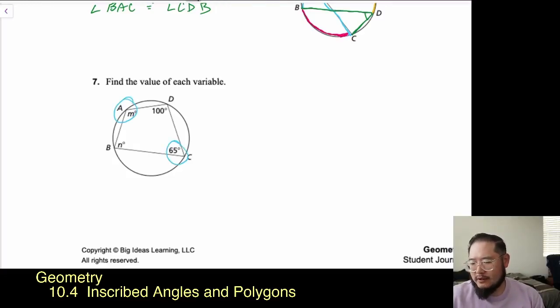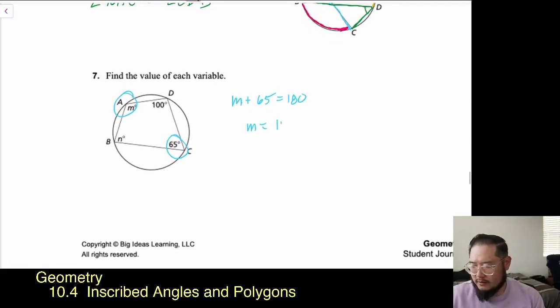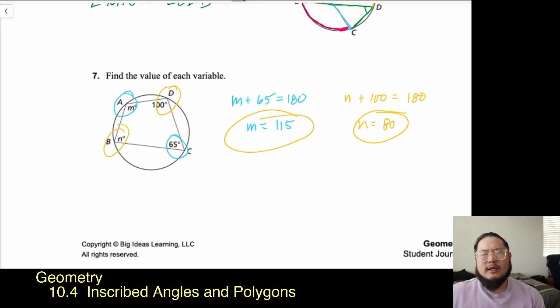Okay, so knowing that, right here, these are my opposite angles. M plus 65 equals 180. So we can go ahead and subtract 65 from both sides. And M is equal to, right here, 115. And then we take a look at the other set of opposite angles, angle D and angle B. And so we have N, which is angle B, plus 100 is equal to 180. So after subtracting 100 from both sides, N is equal to 80. And we have now found the variable of each.